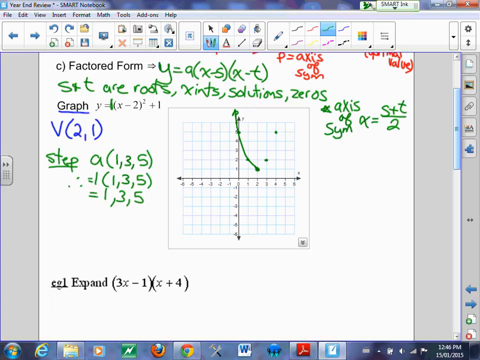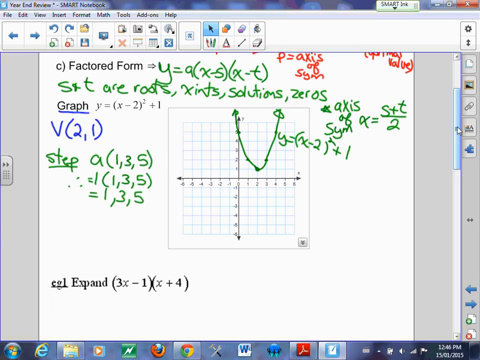Draw a nice smooth curve. Another thing to double check, folks, is in your equation, you can tell the parabola opens up because A is positive or there's no negative out front. Okay? So what we need to realize is that we need to label this y equals (x minus 2) squared plus 1. We've got our arrows.